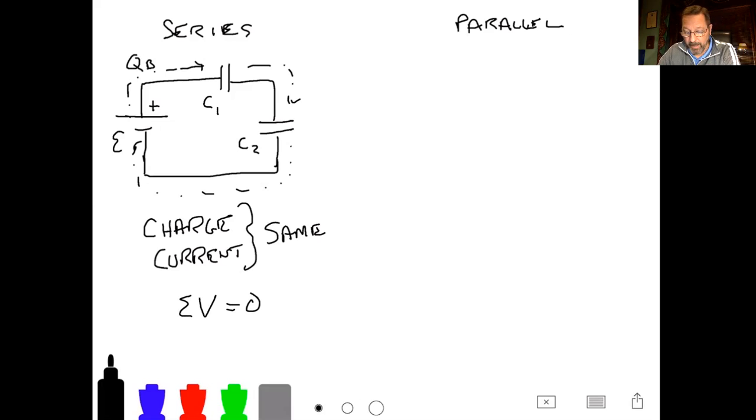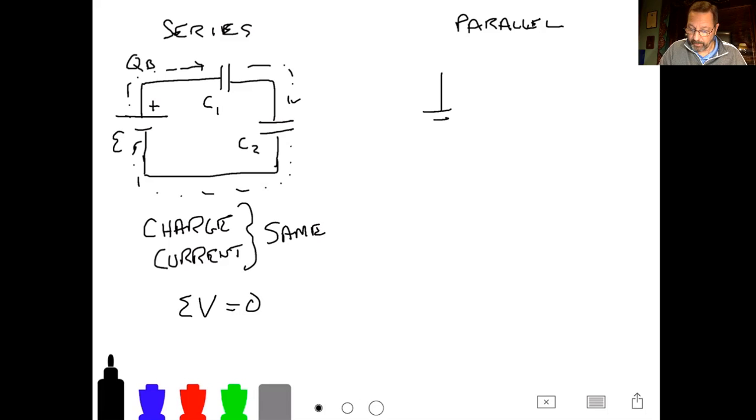But the bottom line is the voltage across C1 and the voltage across C2 have to add up to the battery voltage. The voltage across C1 isn't the battery voltage, and the voltage across C2 isn't the battery voltage. Does that make sense? Because that's different in a parallel circuit.